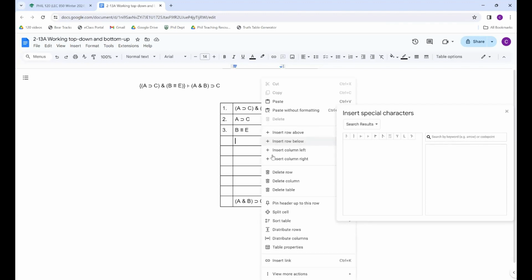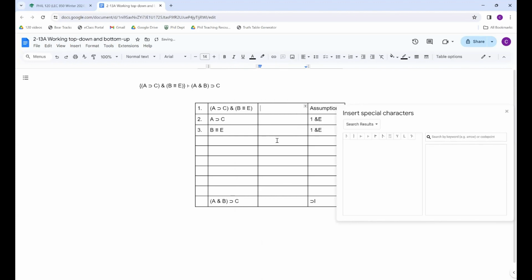So we need to introduce a new column here that is going to be our subderivation. It needs to start with the antecedent. So we know that it's going to start with this assumption, and it's going to end with the consequent of the conditional, so C. We know this is going to be line 4. We can put in the line number here. We can't put in a line number for this yet because we don't know how big this subderivation is going to be.